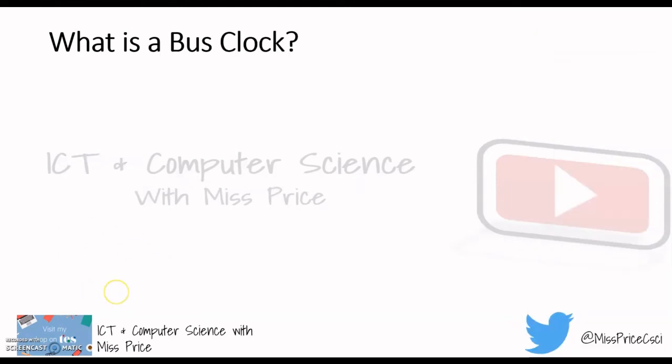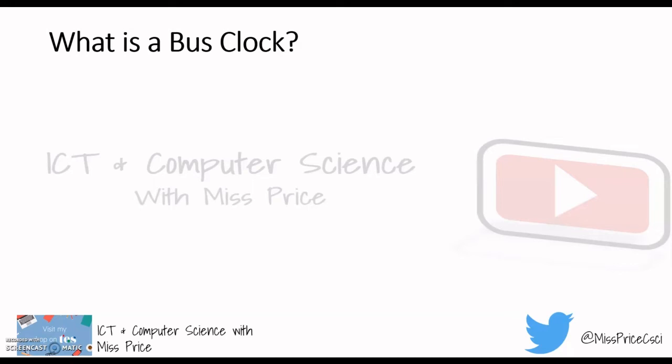Now, the buses will need a clock. And that's not a clock to say which time it is, like, for example, 11:30. This is a clock to say which instruction should be processed and when it should be processed and how many should be processed per second. And the reason for this is because we need our computers to work efficiently.